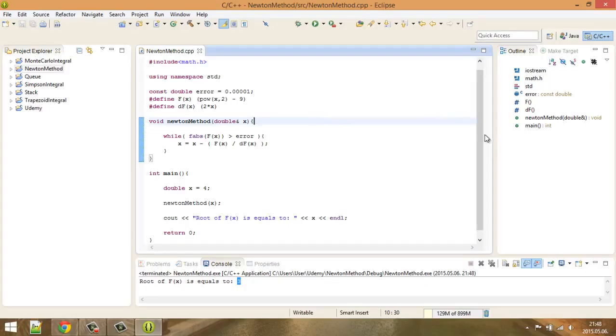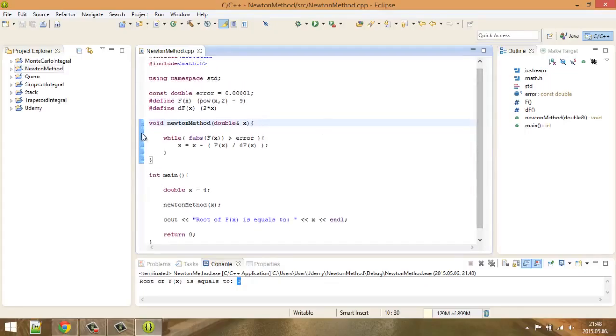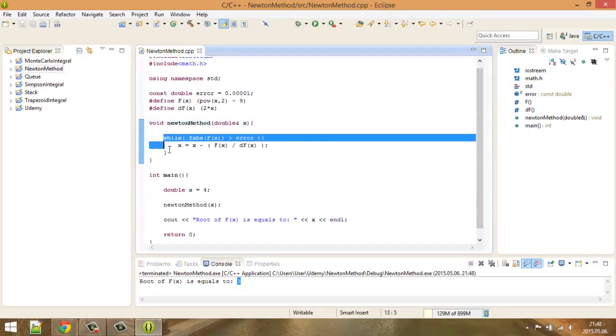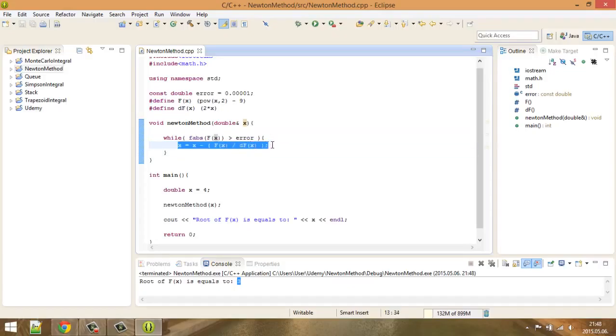So that's all about the Newton formula. As you can see, we can implement it very easily with the help of this iterative formula. We just have to run our algorithm until we are inside the error term, and that's all. The main disadvantage, as we have discussed earlier, is that we have to know the derivative of the given function. So that's all. Thanks.